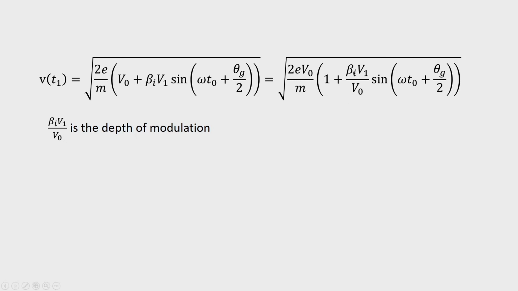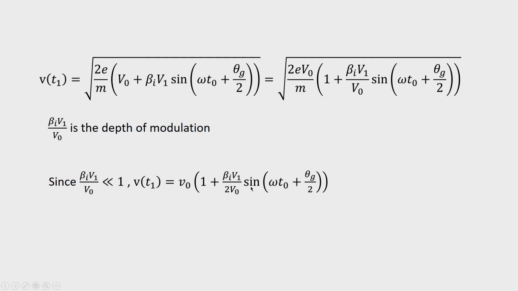because depending upon this, we now find that apart from this velocity, 2e v naught by m under root, which is the DC component of the velocity, or small v naught, this will now change because of this factor, and since we have assumed that v 1 by v naught is very, very small compared to 1, and beta i is sin theta g by 2 divided by theta g by 2, it will also be less than equal to 1. Therefore, this entire term will be very, very less compared to 1, and then we can write root 2 e v naught by m is equal to small v naught, the velocity of the electron only under the applied DC field.